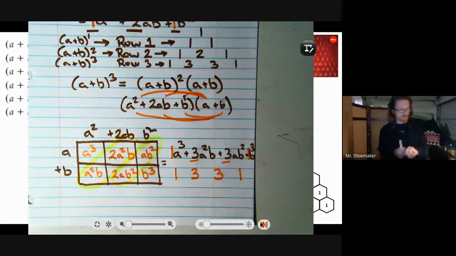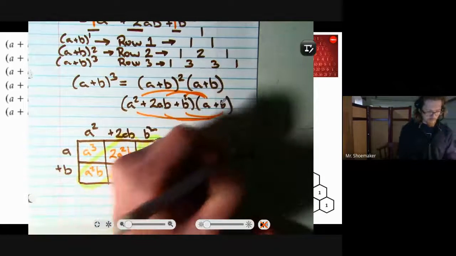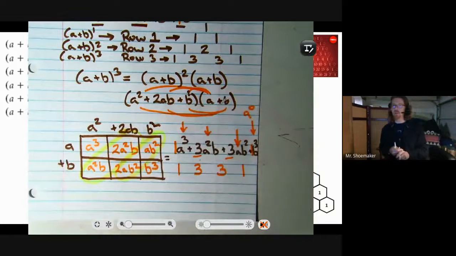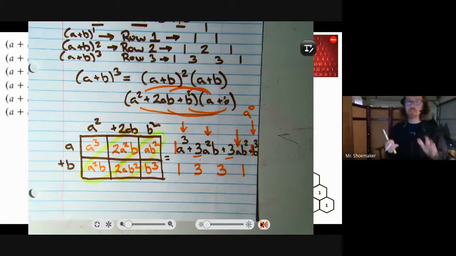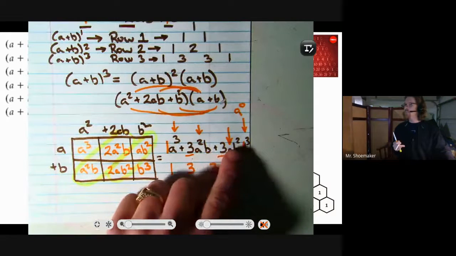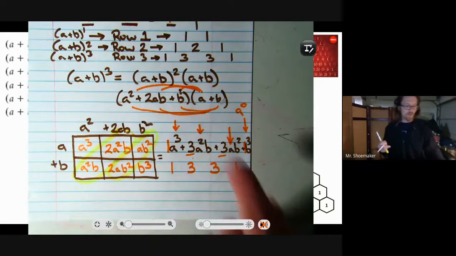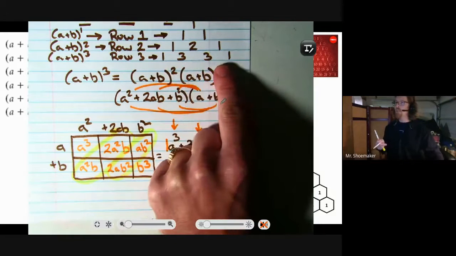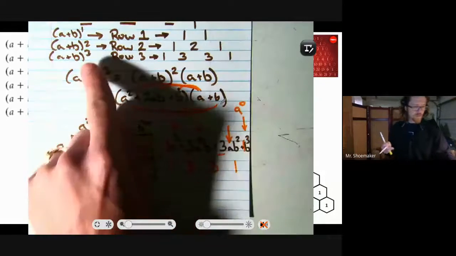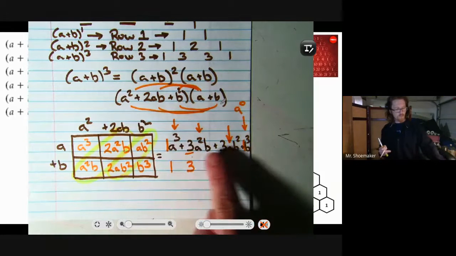Now there's lots of other patterns to notice. Notice how a's power goes from 3 to 2 to 1. And then this last term, you could think of it as a to the 0 power because it disappears. And if we look at the b exponents, this is almost like b to the 0, b to the first, b to the second, and b to the third. So Pascal's triangle not only tells us the coefficients, but if there are variables in our polynomials, we'll know the order of the powers of those as well. 3, 2, 1, 0, and 0, 1, 2, 3.